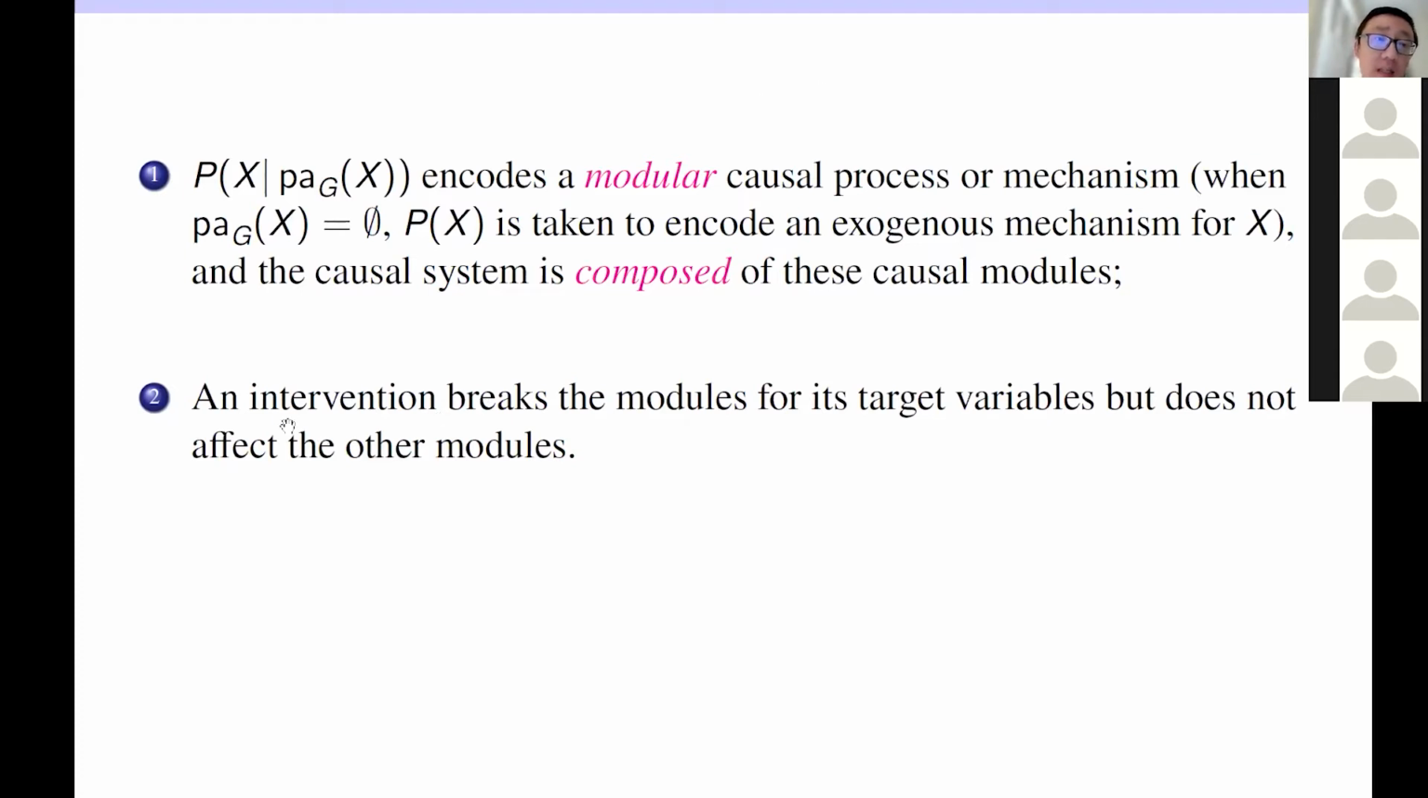And secondly, intervention basically just breaks the modules for those variables the intervention targets, but very importantly, does not affect the other modules. Right? Again, this is related to the notion of modularity, so that each module can be independently taken away. And this, of course, is why we have that truncated factorization formula for the interventional probability distribution.